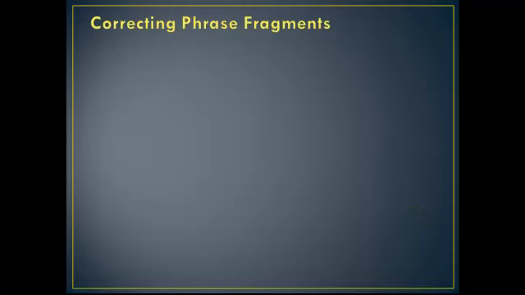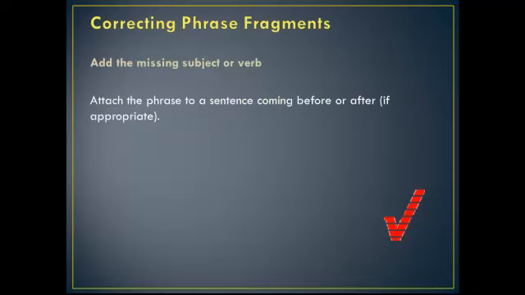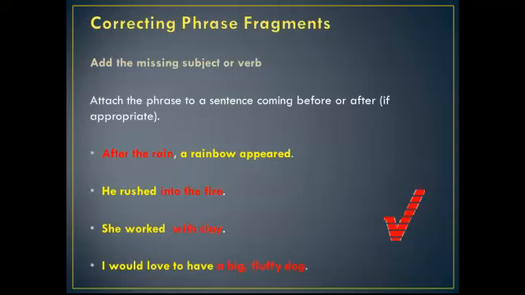Correcting phrase fragments. Add the missing subject or verb. Attach the phrase to a sentence coming before or after, if appropriate. After the rain, a rainbow appeared. He rushed into the fire. She worked with clay. I would love to have a big fluffy dog.